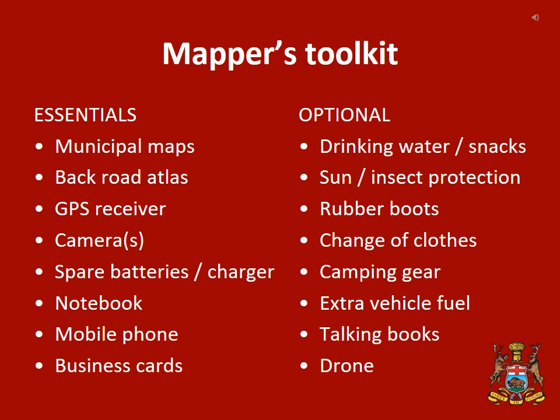A GPS receiver, whether you have a fancy one or a cheap one, it's very good to take along so that you can collect the coordinates of the sites that you find. Cameras, of course, you want to take pictures of everything you see. Spare batteries, a charger, because you never know when those batteries are going to die. A notebook so you can take notes. A mobile phone so you can call for help if you ever get stuck or have some kind of accident.